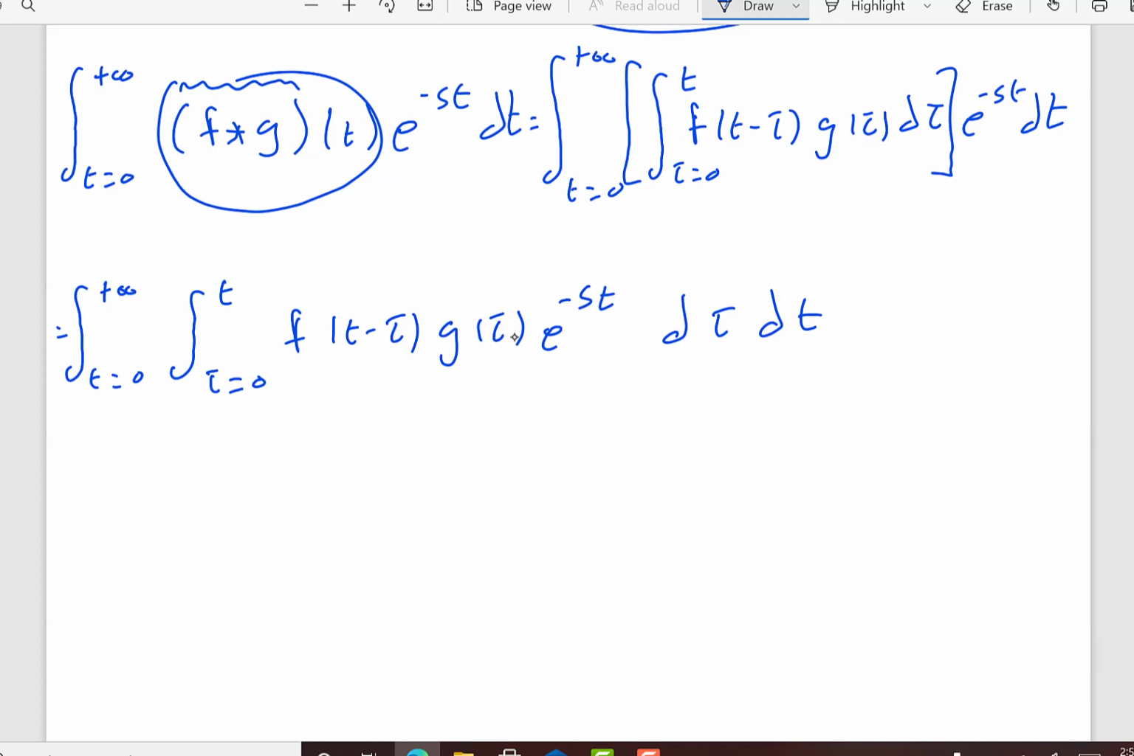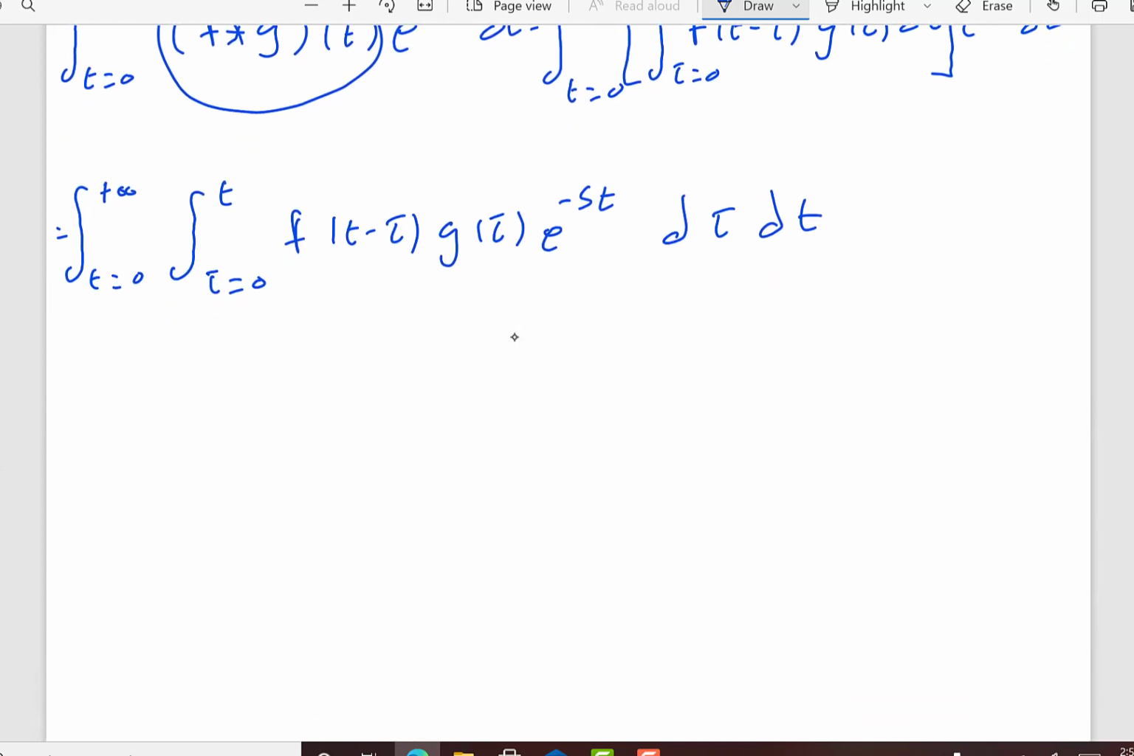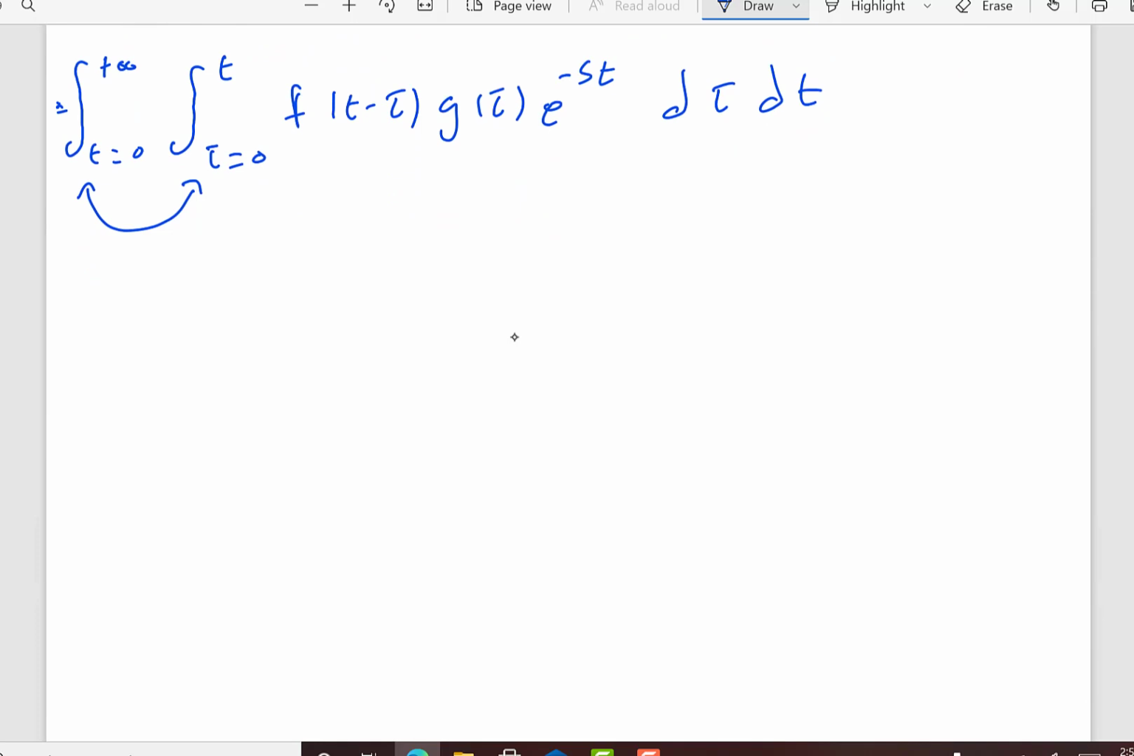Now, it might not seem obvious why, but observe that what I want to do is swap the order of integration. So instead of integrating with tau on the inside and t on the outside, I want to integrate with t on the inside and tau on the outside. And the reason is because if I do that, then on the inside I'll have e to the minus st dt, and that looks more like the integral in the definition of Laplace transforms. But remember, when you switch the variables in a two-dimensional integral, you have to be a little bit careful.